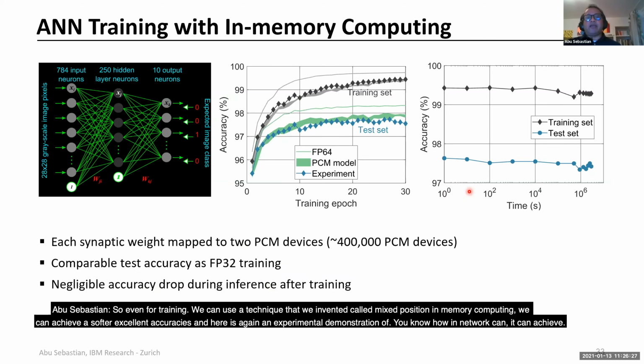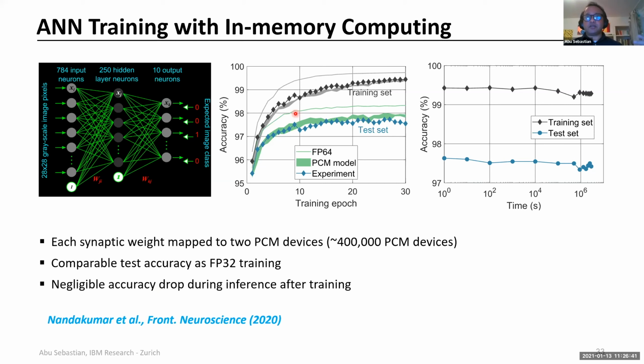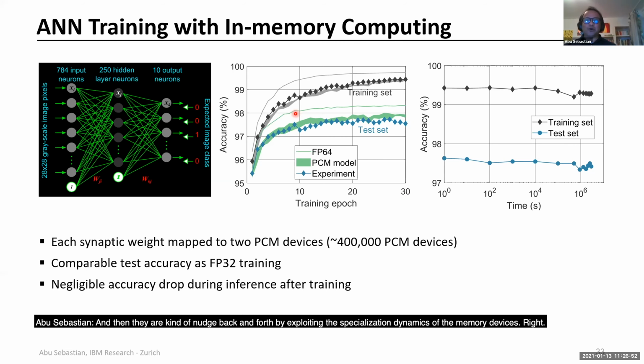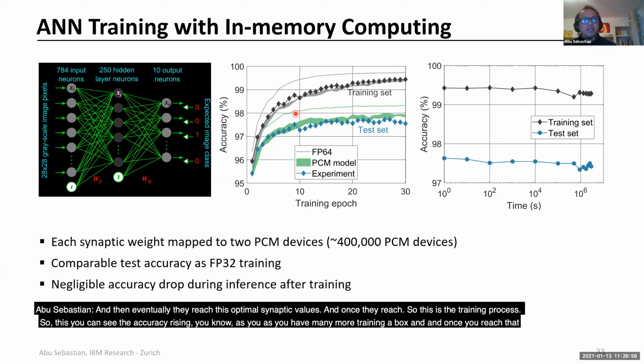So even for training, we can use a technique that we invented called mixed precision in-memory computing. We can achieve software equivalent accuracies, and here is again an experimental demonstration of how a network can achieve software equivalent accuracy by training. Essentially, we start with a random distribution of phase change memory conductance values, and then they are nudged back and forth by exploiting the crystallization dynamics of the memory devices, and eventually they reach these optimal synaptic values.